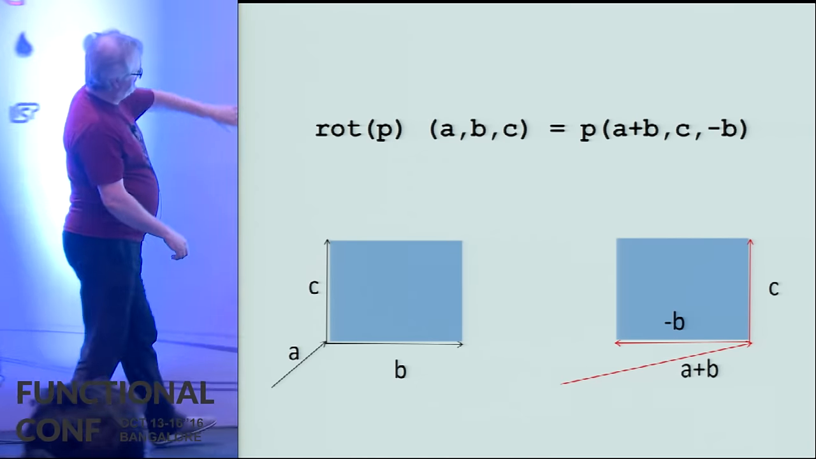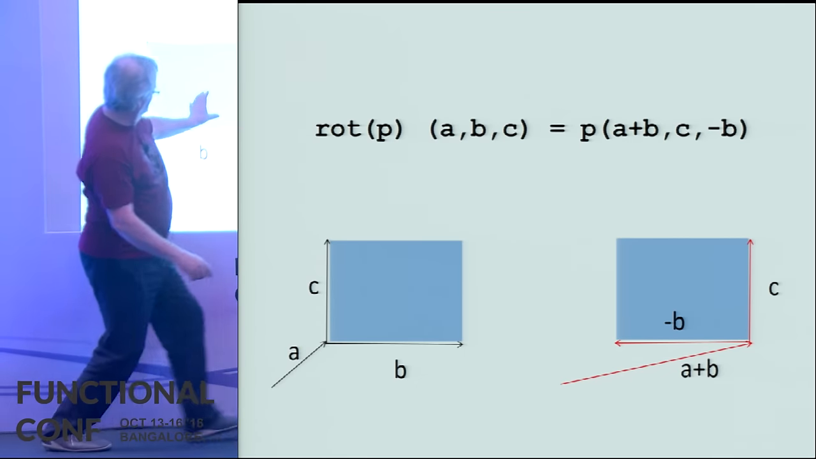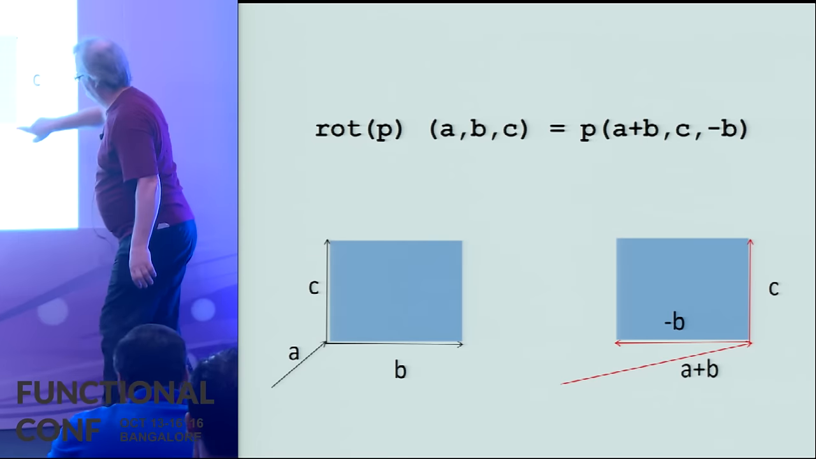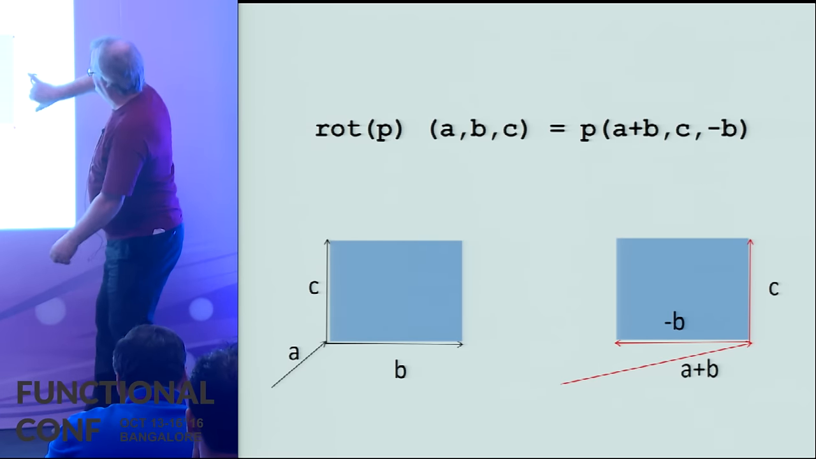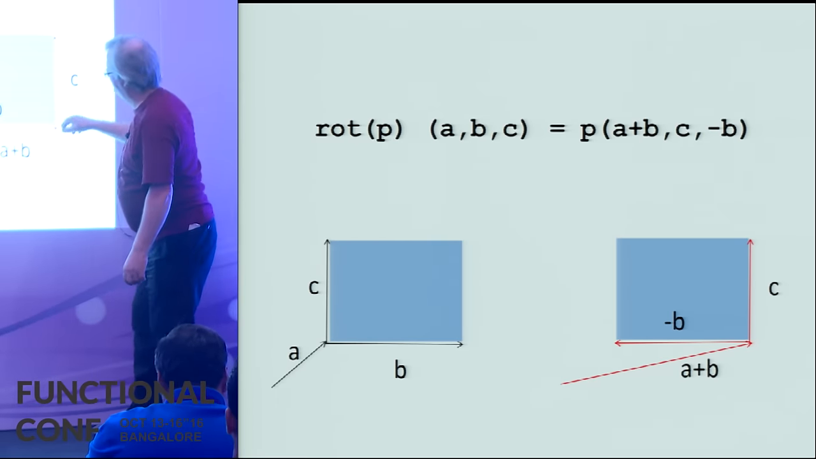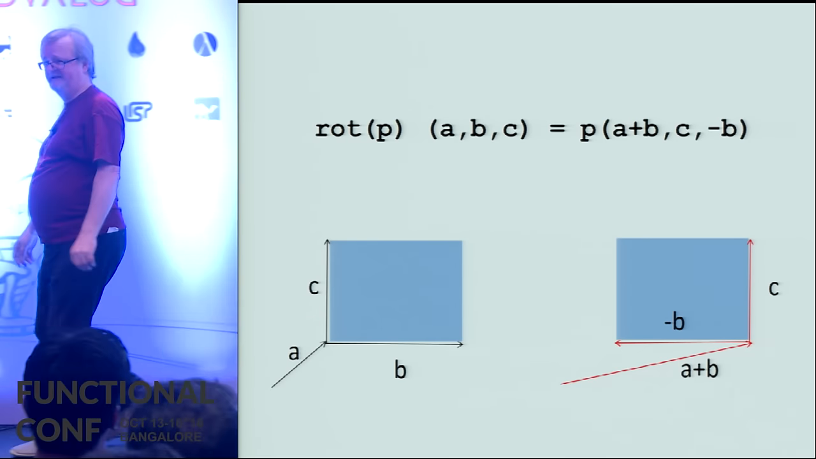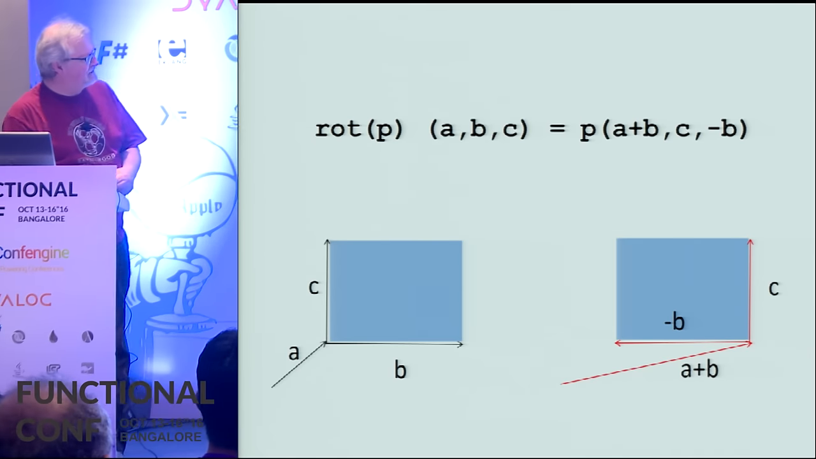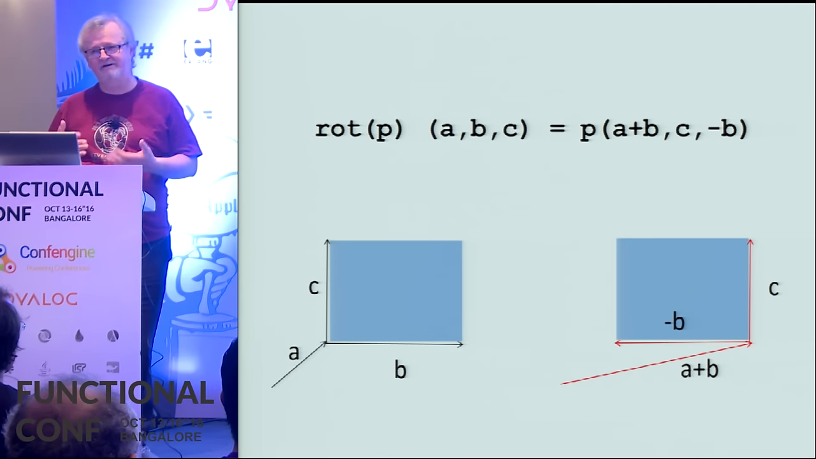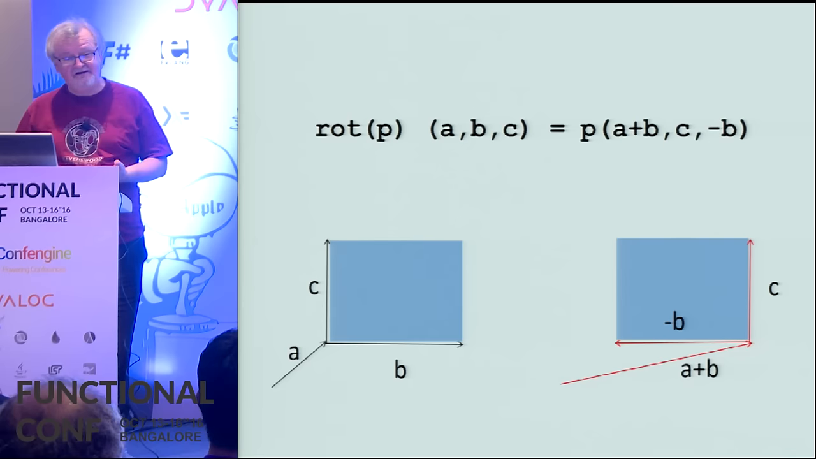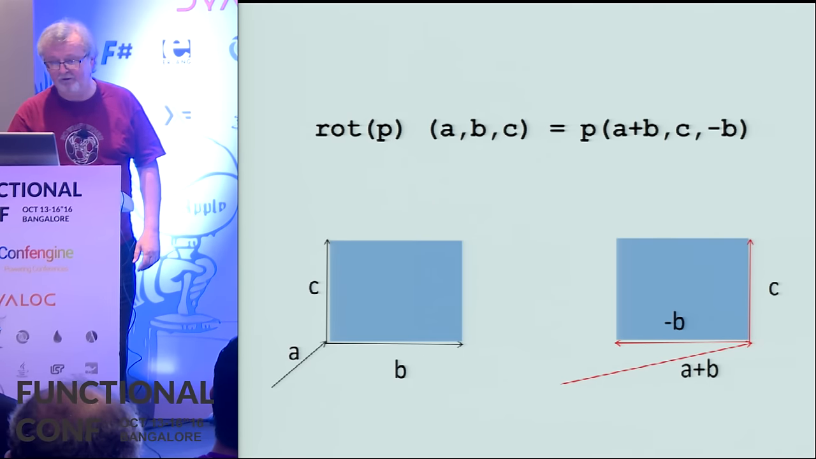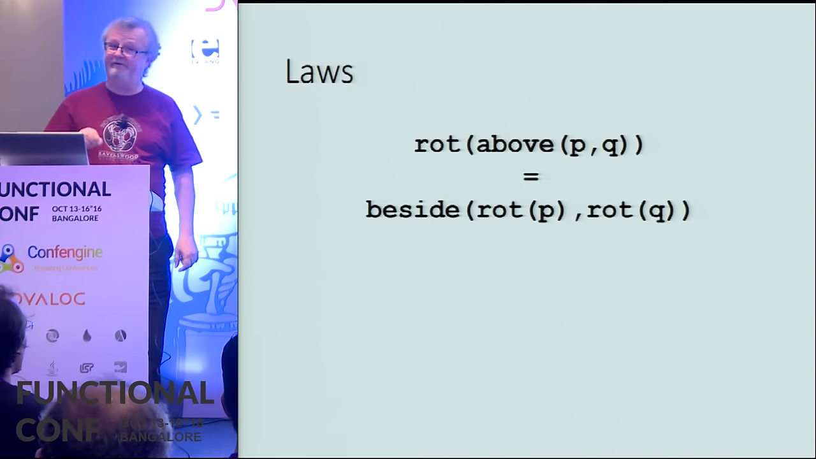Okay, so if we take this square and rotate it, we can see that its bottom left-hand corner is going to end up here, and we have to swap the axes B and C and negate the B one. That gives us a 90-degree anti-clockwise rotation. So Peter was able to define his picture combinators really easily. And thanks to those simple definitions, he could also easily prove laws about them.